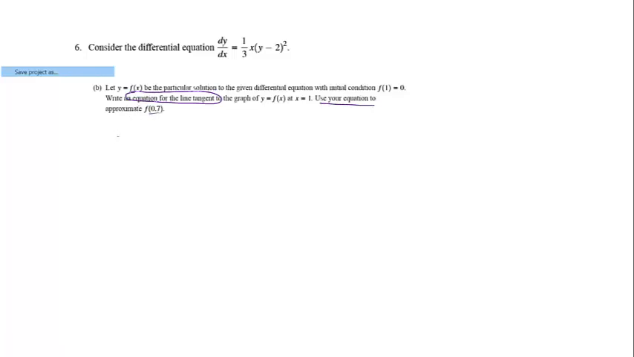If I would like to write an equation for the tangent line, remember we'll have y minus y1 is equal to m times the quantity x minus x1. We need the slope and we need a point. Please notice that we do have a point right here. The point is (1, 0), so I'm all set for that. We also need the slope. In this case, the slope is the derivative, which is equal to dy/dx.